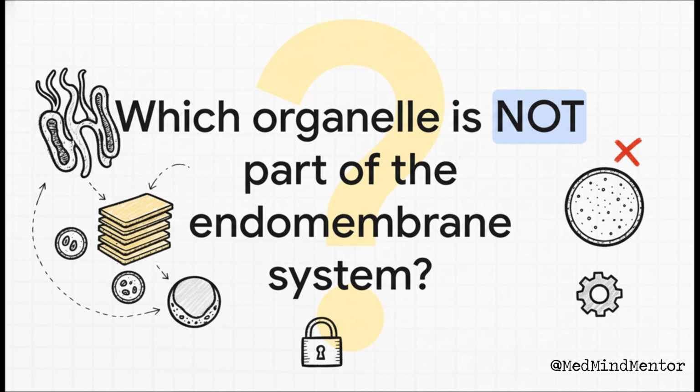And to wrap things up, here's a final challenge. A classic NEET-style question. Which of these is not part of the endomembrane system? The trick is to remember that the system is all about teamwork. The organelles have to work together in a sequence. The ER, Golgi, and vacuoles are all part of that team. The odd one out is the peroxisome, which kind of does its own thing.